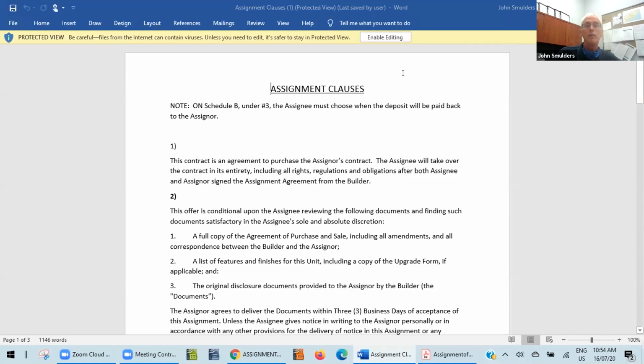You'll note, first thing it says, on Schedule B, under number 3, the assignee must choose when the deposit will be paid back to the assignor, the builder's deposit, when it's being paid back.